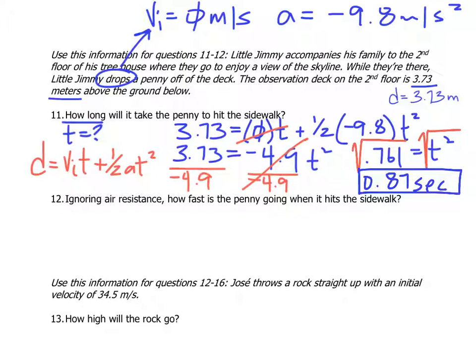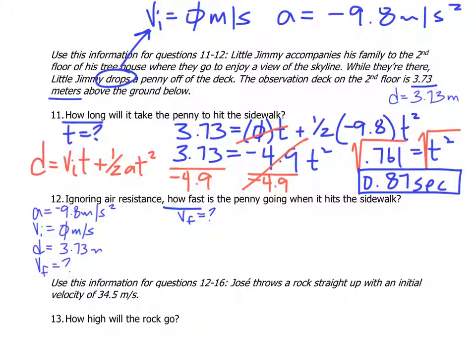And number 12 says, ignoring air resistance, how fast is the penny going when it hits the sidewalk? So I ultimately want to know the final velocity. And everything else that I knew up above is still true. I still know that the acceleration of gravity is negative 9.8. I know that the initial velocity is 0. I know that the distance the penny falls is 3.73 meters, and I'm solving for VF.